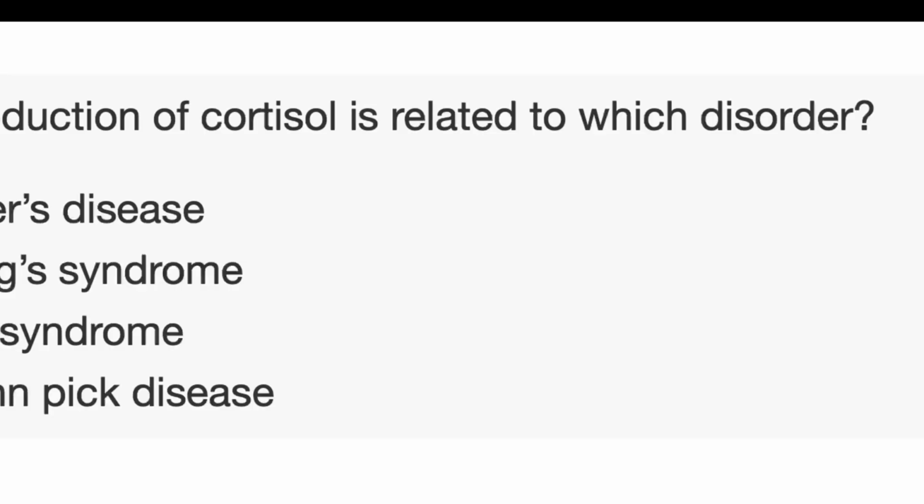Question number 11. Excess production of cortisol is related to which disorder? Let me read the question once again for you guys. Excess production of cortisol is related to which disorder? Option A, Gaucher's disease. Option B, Cushing's syndrome. Option C, Hunter syndrome. Option D, Niemann-Pick disease. This is also a memory-based question. What kind of disease is caused due to overproduction of cortisol? Which disorder?